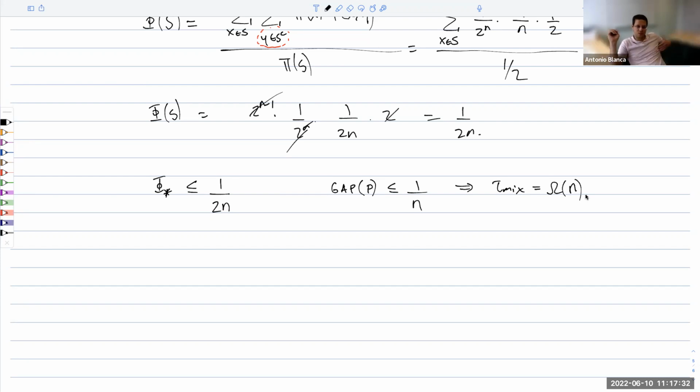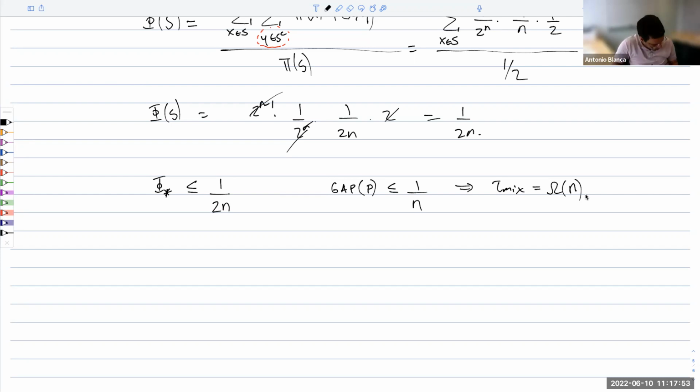So with coupling, we're able to give an upper bound of n log n. With this approach, with the conductance, we were able to get a lower bound of n, and n log n is the right answer, by the way. So the lower bound is a little off here, but it's not very far, right? Now we know that we're only off by a log n factor.